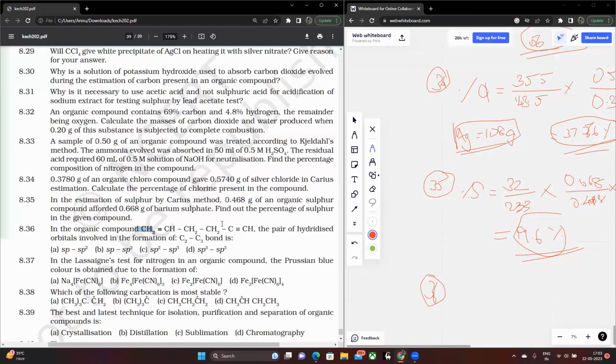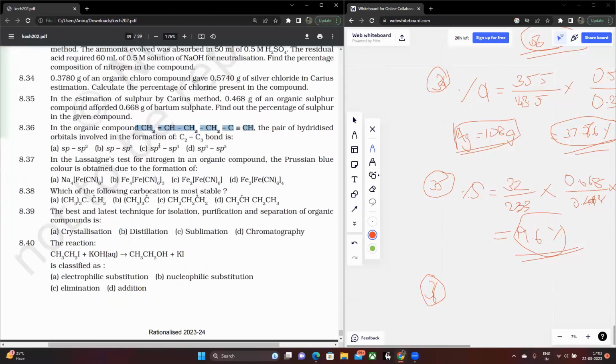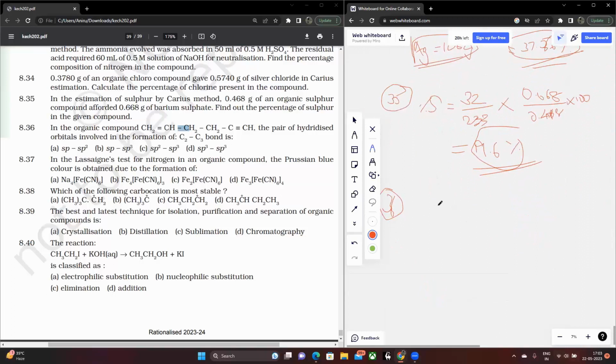In the organic compound, the pair of hybridized orbitals involved in the formation of the C2-C3 bond, right? Here, you have to be very careful. When a double and a triple bond both are present in a molecule, always the end with the double bond counts as the first carbon, right? It's 1, 2, 3, and it goes this way and it does not go this way. This is wrong, right? This is correct.